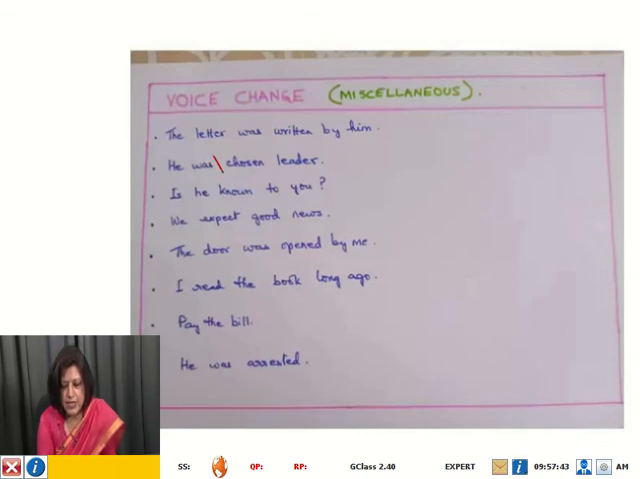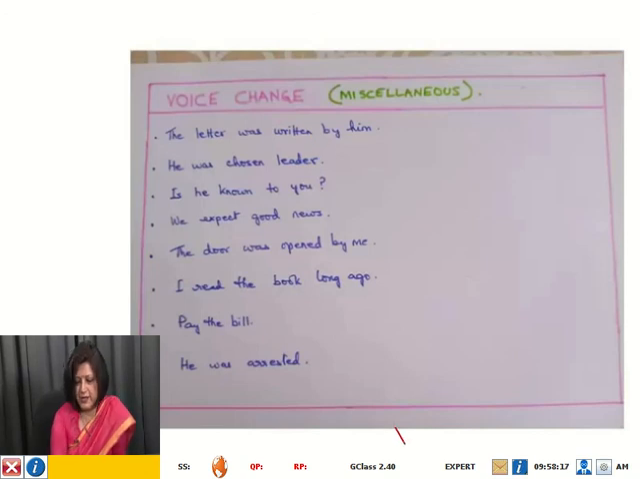So here you have: The letter was written by him. You can do it yourself at home. The letter was written by him. He was chosen leader. Is he known to you? We expect good news. The door was opened by me. I read the book long ago. Pay the bill. He was arrested. I will not give you the answers here, but I would just like to help you recognize whether the verb is in active or passive voice.